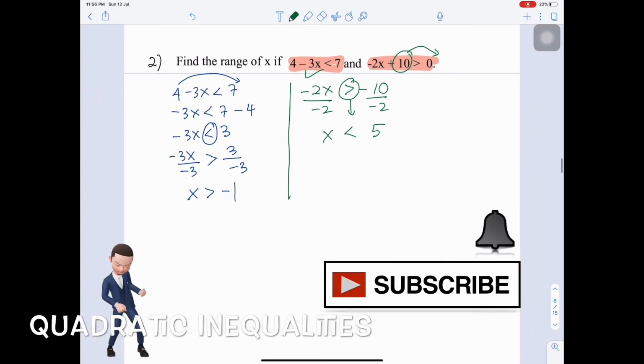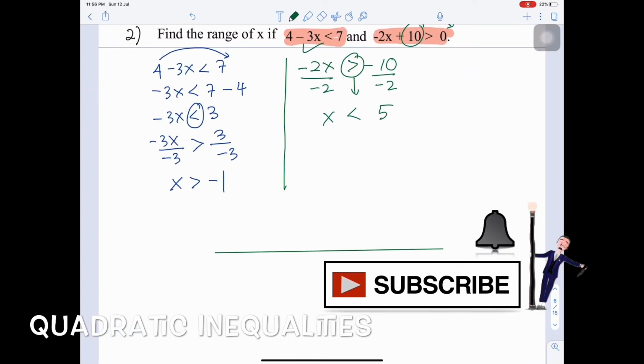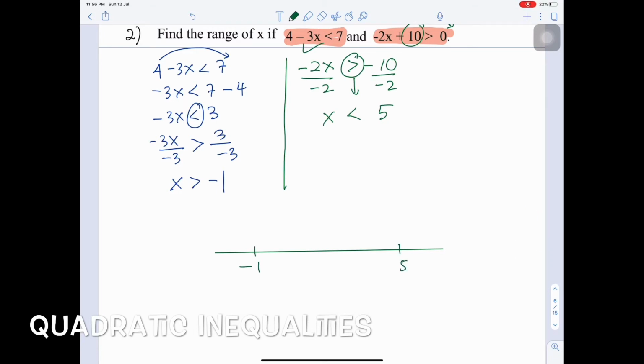How do we find the range? By using the number line. So this is negative 1 and this is 5. For the circles we have to use empty circles, because the inequalities are strictly less than or greater than.